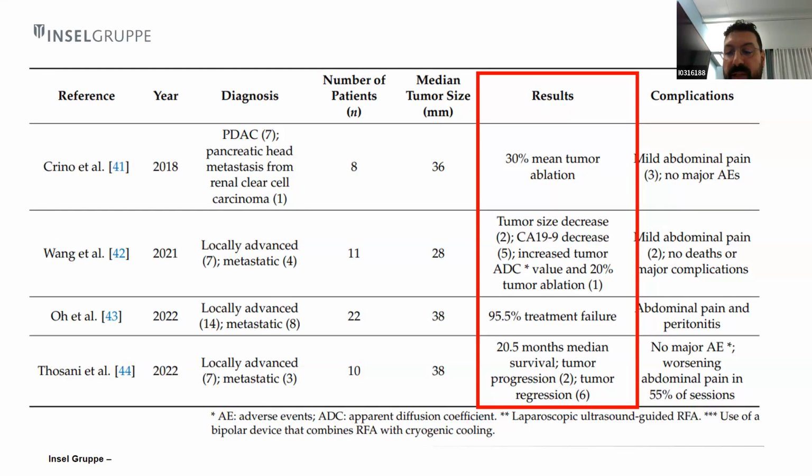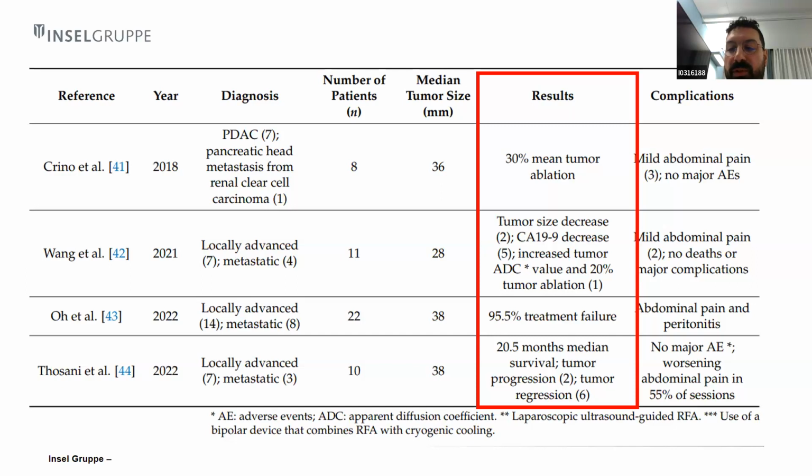In another prospective study also in 2022, on 10 patients, so 7 with locally advanced disease and 3 with metastatic disease, Dosani and colleagues reported a median overall survival of 20.5 months following treatment of the patients with EUS RFA in conjunction with systemic chemotherapy. These patients received 1 to 4 EUS RFA treatments, based on completeness of ablation.